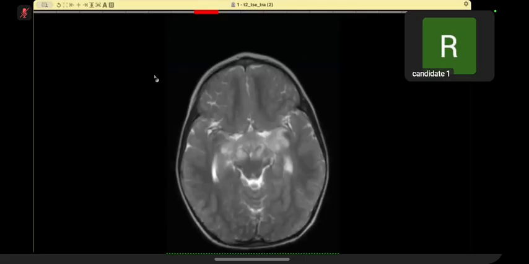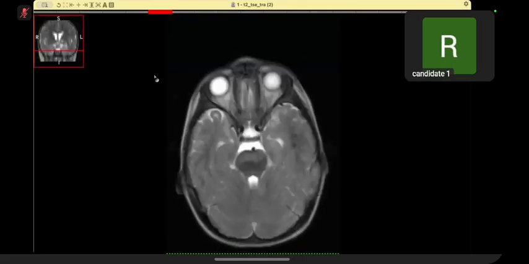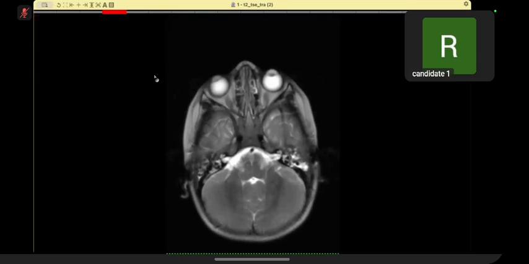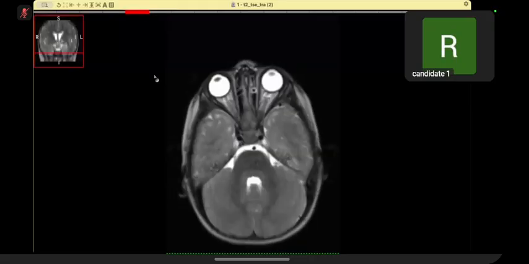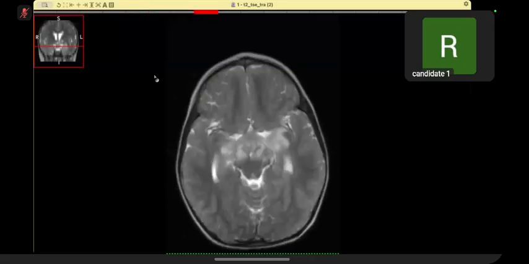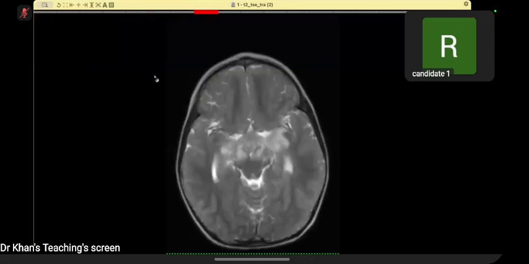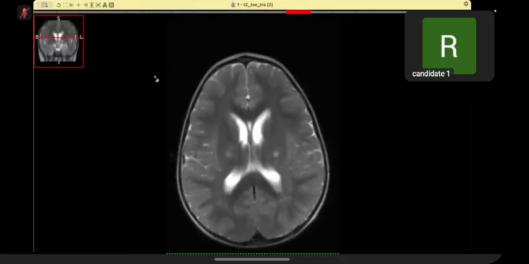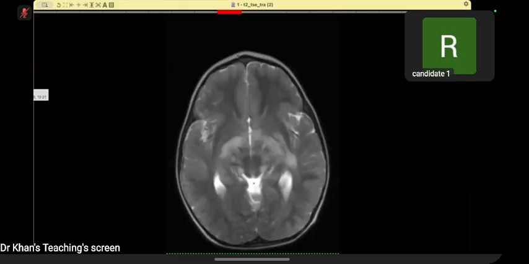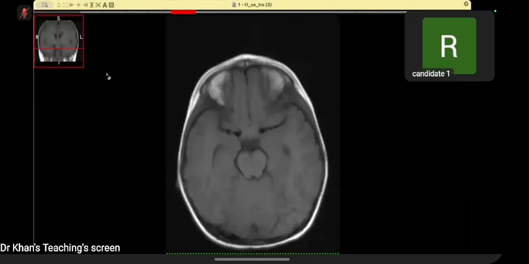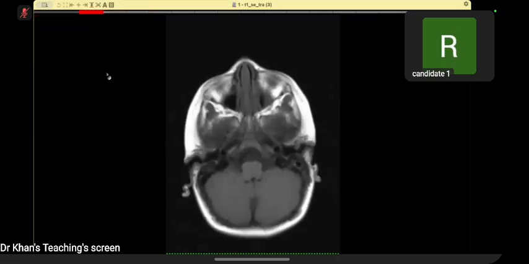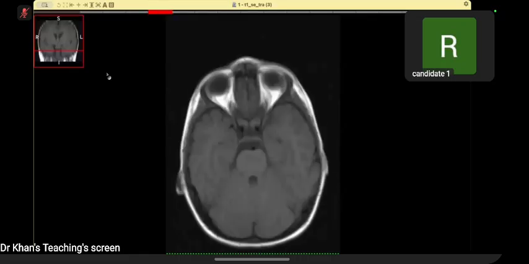So these rounded lesions in the medial temporal lobes and in bilateral basal ganglia and thalami, in a 1 month old baby, I would like to ask if there is any history of developmental delay or anything like this. The brainstem and midbrain also show hyperintense signals. Can I see the corresponding T1? T1 imaging.